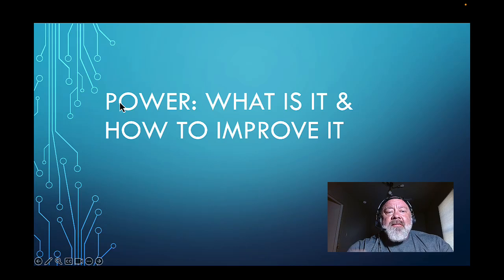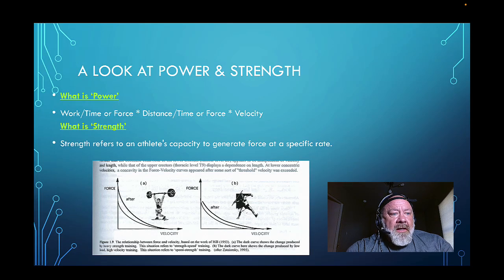Alright guys, we're talking about power. We're going to solve the equation today. So power is simply force times velocity. Yes, it's work divided by time, or force times distance divided by time, but it breaks down to force times velocity.